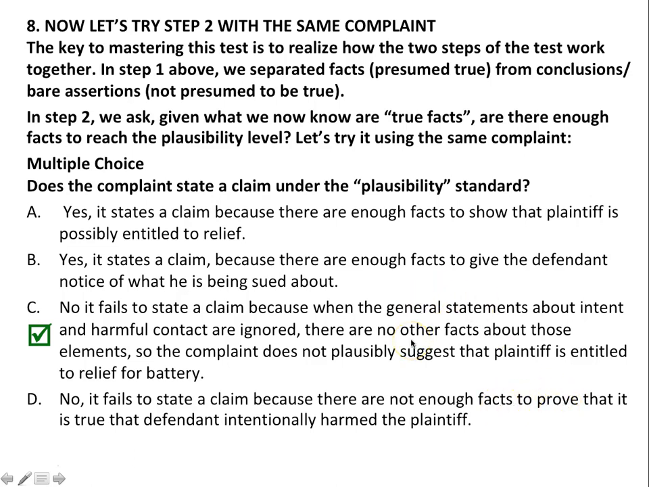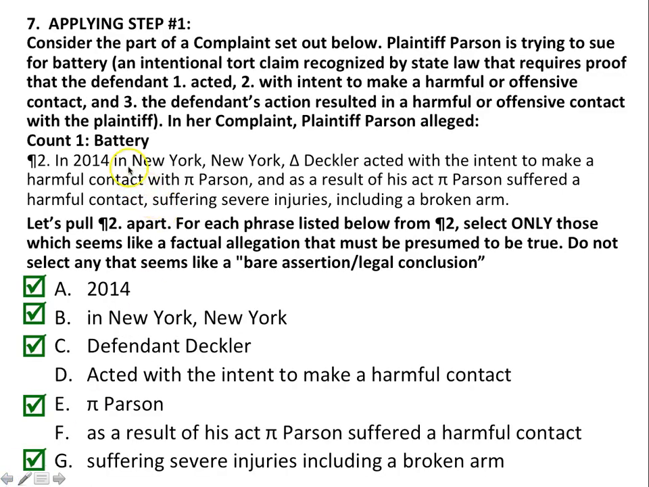So that leaves us with C, which is correct. Here the pleader has failed to state a claim because they simply have general statements about intent and contact and no facts about those elements. Let's go back and look at the complaint and make sure we realize why that is true. Look at it again. There are lots of facts about how Dekler acted, right? For instance, it tells you he acted with the intent to make a harmful contact, and as a result, she suffered a harmful contact, suffering a broken arm.